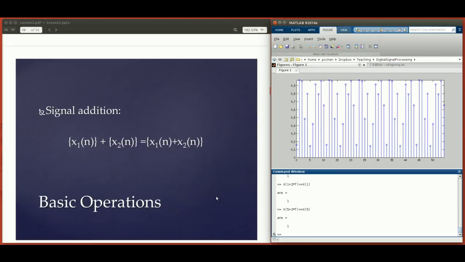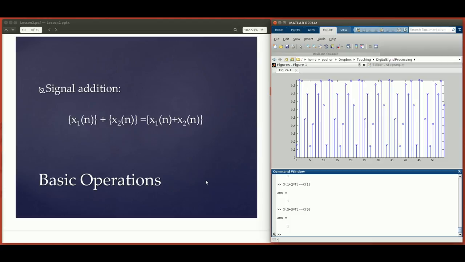So those are some of the basic signals that we are going to use quite often in our future examples. And let's talk about the basic operations that we can apply on those signals. The first thing that we're going to look at is signal addition. Basically, we can add 2 signals together.